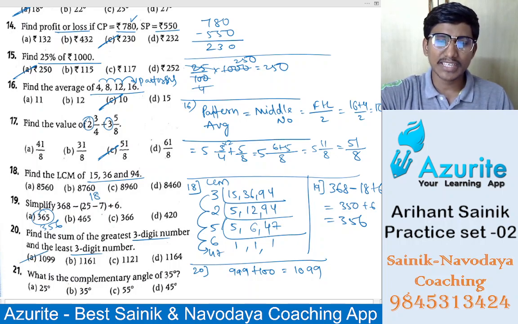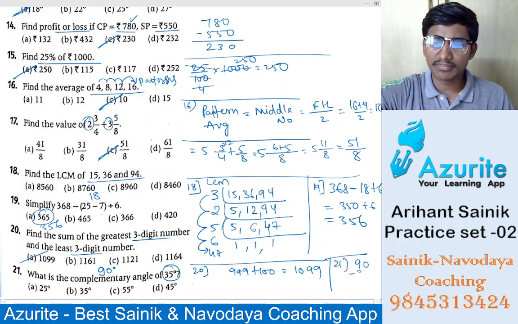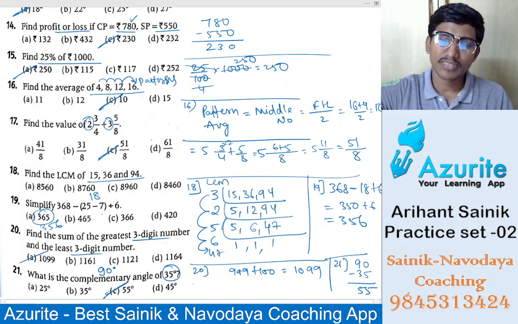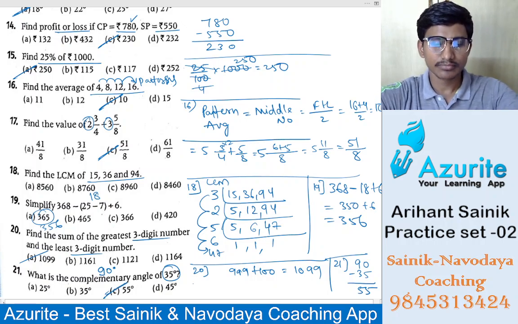Okay. Now 21. What is the complementary angle of 35? Complementary means how many degrees? 90 degrees. So we have to minus how much? 35 degrees. So 90 minus 35 degrees, it will be how many degrees? 55 degrees. 55 means answer option C here. Got it? Okay, good. So that is how you do.